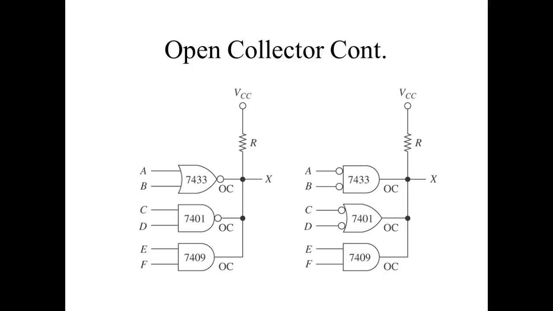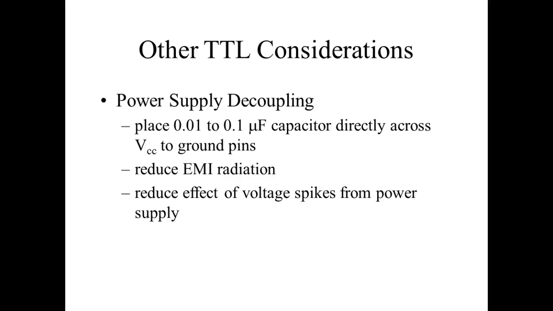There's one more output arrangement we got. It's called a three-state output, which means it can output a high, it can output a low, and it can output a nothing if we wanted to. And those are the three gates. So that's why we got so many different gates, is because not only do we have different families, but we got different capabilities on the output, right?